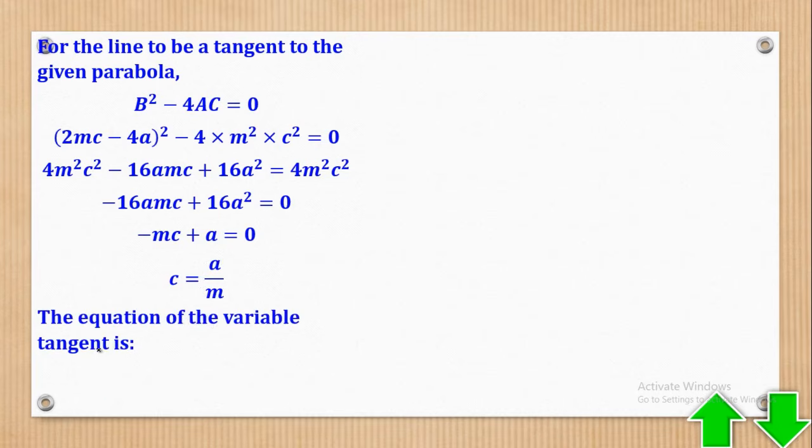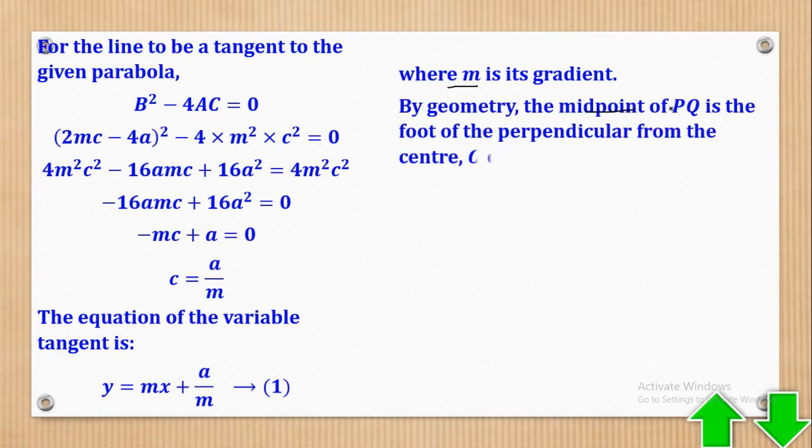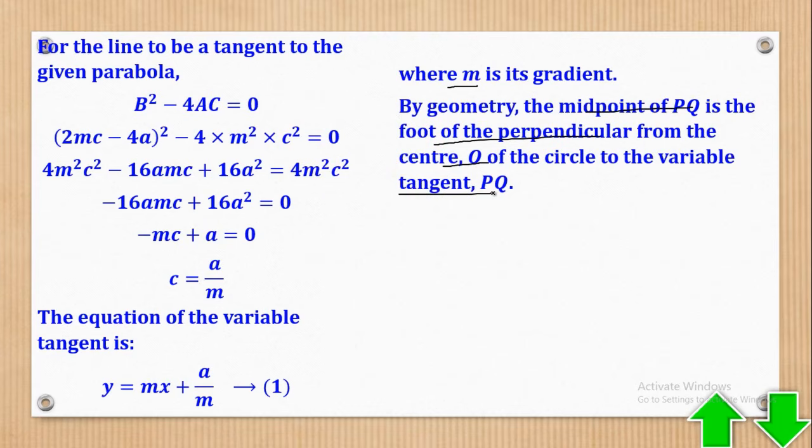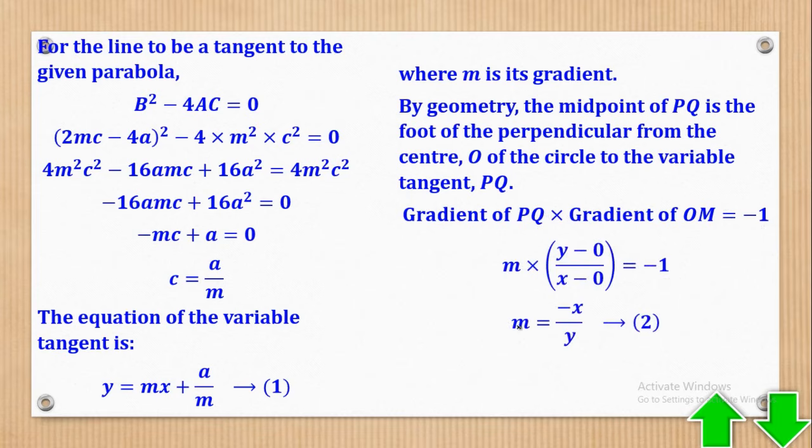Now the equation of the variable tangent is given by that, and call it equation 1, where m is the gradient of the tangent. Now by geometry, the midpoint of PQ is the foot of the perpendicular from the center O of the circle to the variable tangent PQ. I think I've already explained that. So gradient PQ times gradient OM is equal to -1. That's the condition of perpendicular lines. So substitute for the gradients and equate to -1. Then make m the subject, and you'll come up with m equal to -x over y.